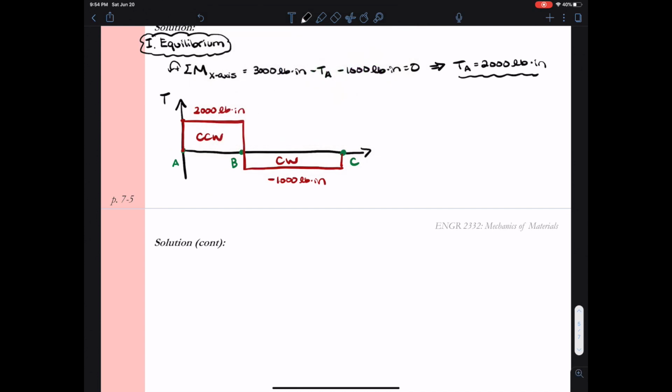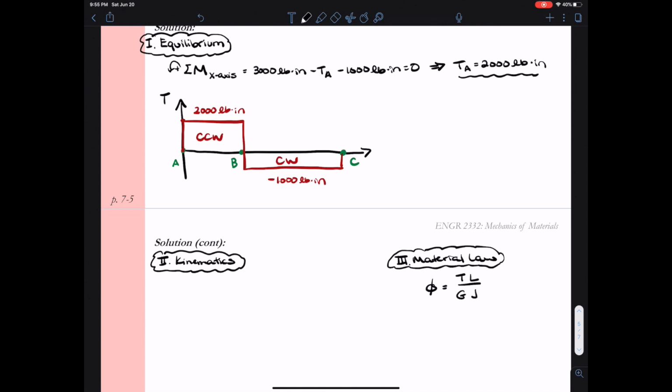All right, next, I'll use my second tool in my engineering toolbox, and that's kinematics. In kinematics, we relate displacements. So when we're talking about torsion, displacement is angle of twist. Okay, so that is our correlation back to one-dimensional behavior. Likewise, when we talk about material law for torsion, our correlation is the material law for angle of twist. So angle of twist is phi, and that is equal to TL over GJ for any given segment. So for segment i, phi i equals TL over GJ of segment i.